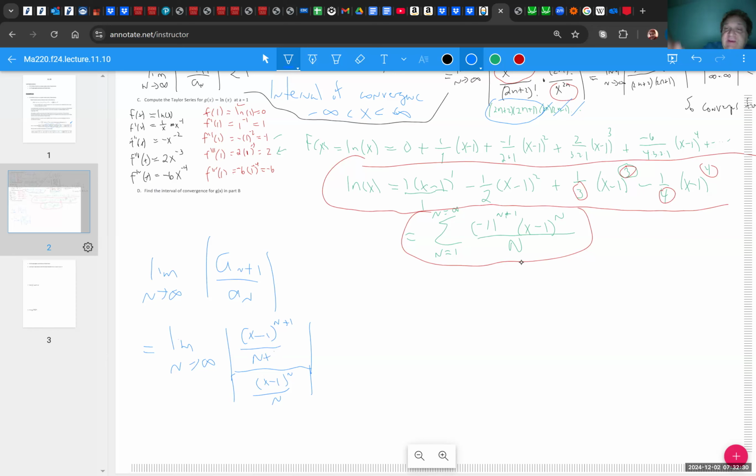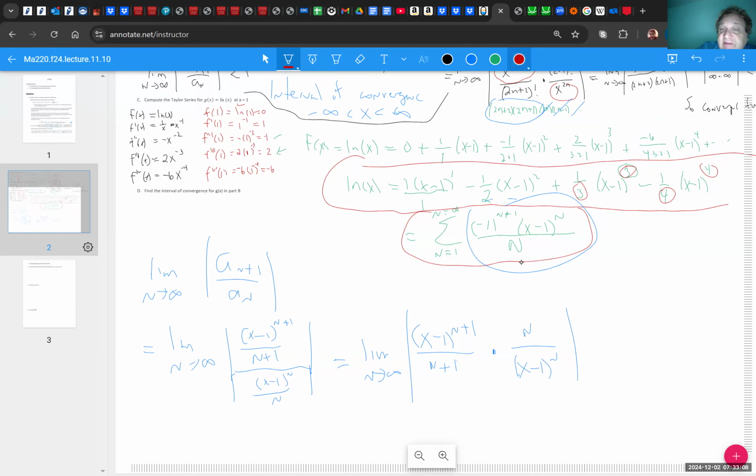So the an is just the exact same series as we have here. I threw away the negative part. And the an plus 1 is exactly the same as the an thing, except that I'm going to put an n plus 1 everywhere I see an n. So now I'm going to simplify this by converting division into multiplication by using the reciprocal. So I get x minus 1 to the n plus 1 over n plus 1. And this thing gets flipped to n over x minus 1 to the n, like that.